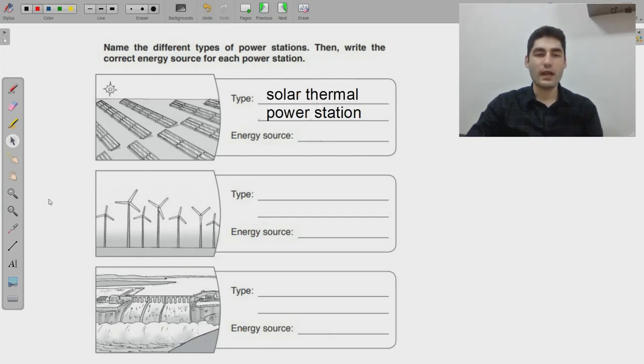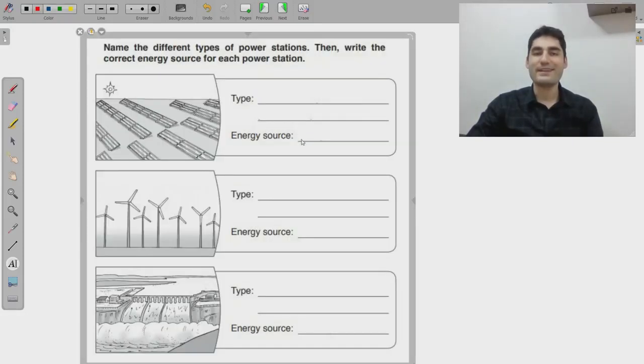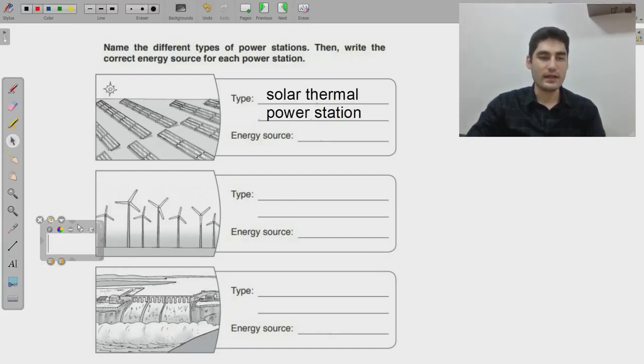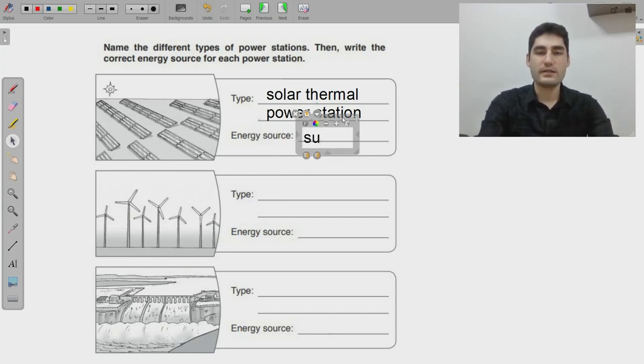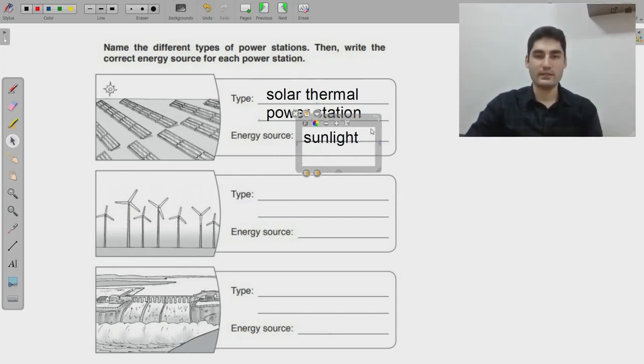What kind of energy source does it have? You see, it is the sunlight. Let me put it here. The answer is sunlight. Easy, right? Okay, so what type of power station is this?